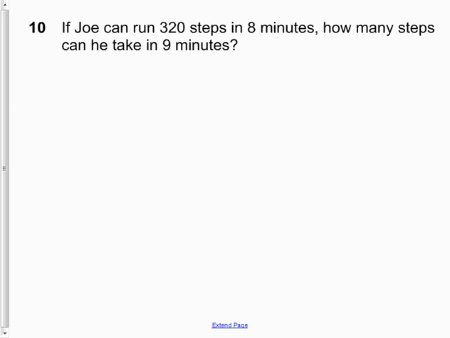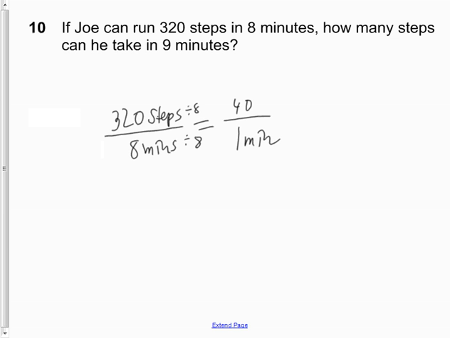Question 10, if Joe can run 320 steps in 8 minutes, how many steps can he take in 9 minutes? Well, we could do it using proportional reasoning, or we can do unit rate. I'm going to do both. So 320 steps in 8 minutes would give us a unit rate, meaning per minute, of 40 steps a minute, which I can then reconstitute back into 9 minutes by multiplying by 9, and I get 360 steps in 9 minutes. Okay, that's one way to do it.